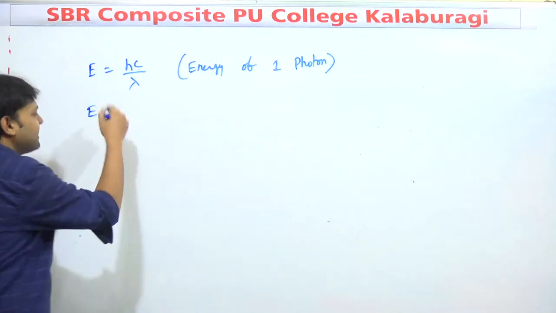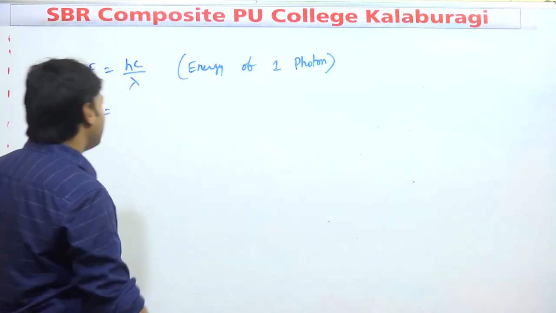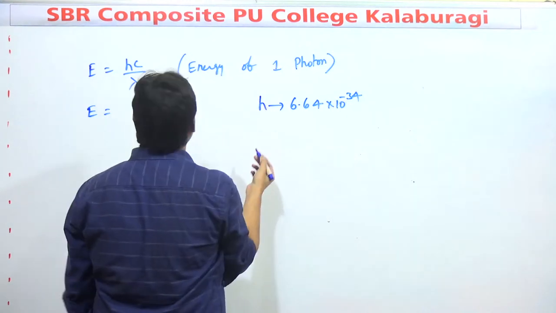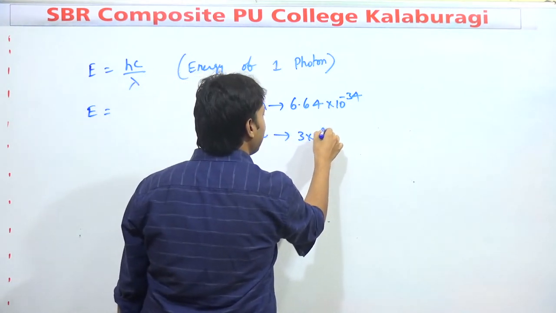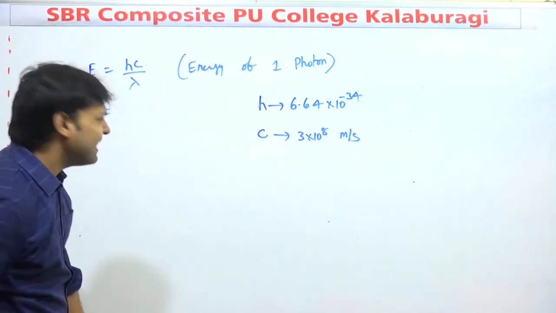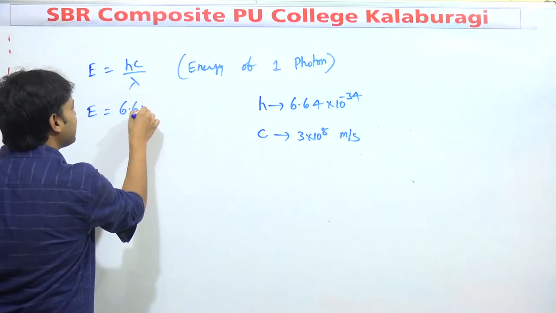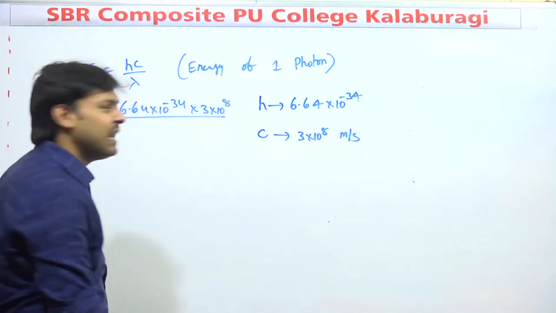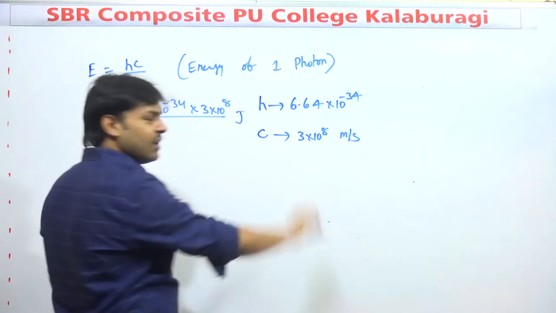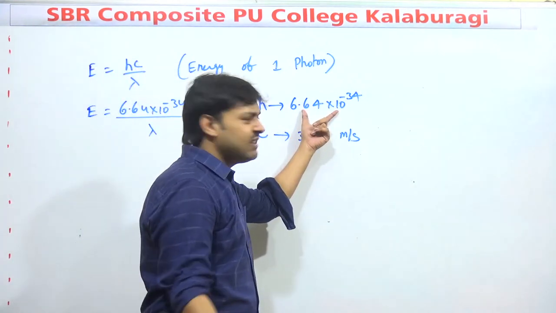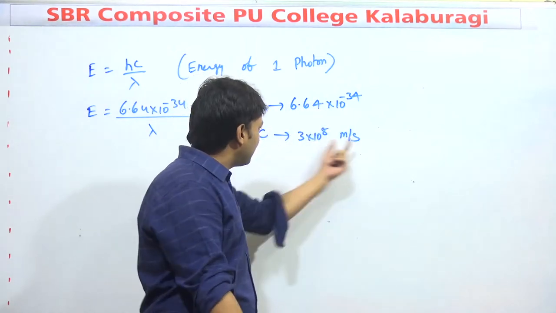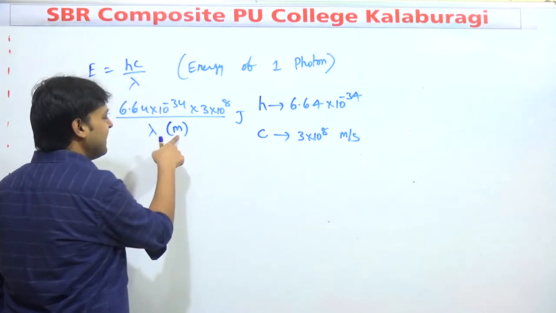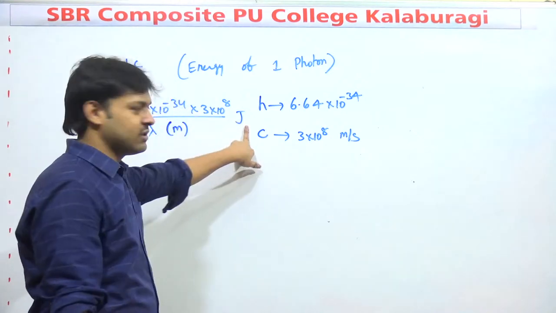Now try to substitute the values. E equals hc by lambda. What is h? Planck's constant, 6.64 into 10 to the power minus 34. What is c? Speed of light, 3 into 10 to the power 8 meter per second. So E equals 6.64 into 10 to the power minus 34 into 3 into 10 to the power 8 divided by lambda. This is in joules. h and c are in SI units, so finally energy will also be in SI unit. Lambda also you have to substitute in SI unit, that is meters, then energy will be in joules. It's a bigger unit of energy.